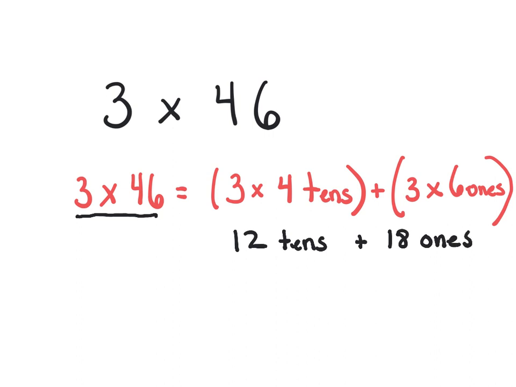So what is really 12 tens? We pull out that 10 tens, and that's going to give us that 100. And then we're left with the 2 tens, which is 20, plus 18 ones is just 18, and we're going to get 138.